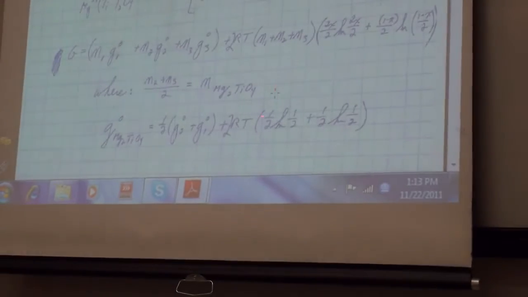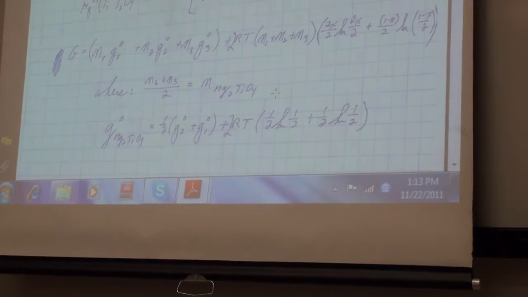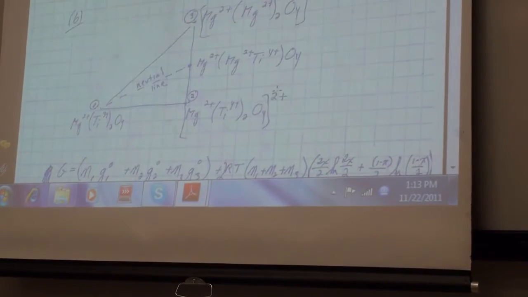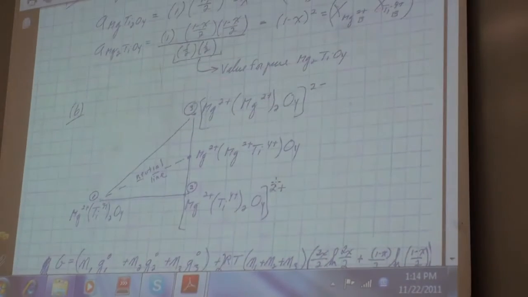Okay, so sorry, put a 2 in front of this and make that G naught 3. The important thing here is understanding this, why that's there. The G naught of the real Mg2TiO4 is this plus this over 2 plus the mixing term, which of course is related to why you've got to put this in the denominator up here.